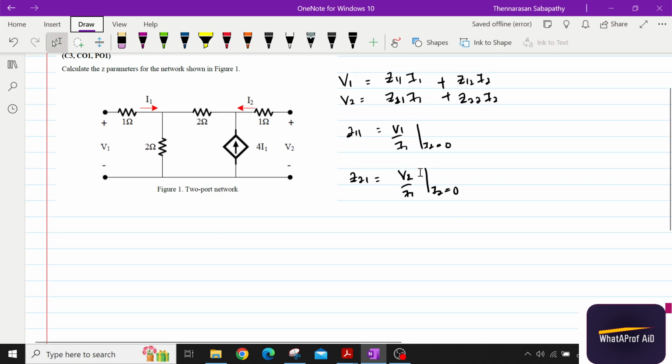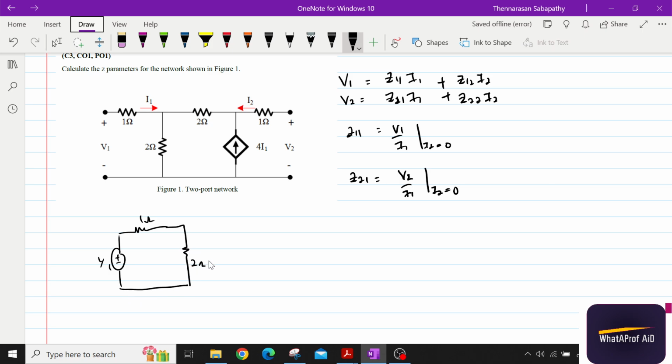So we are going to use the source elimination method. Here we eliminate I2, I2 equals 0 means this is an open circuit over here. So here you have the voltage source v1, 1 ohm, 2 ohm, 2 ohm, and here you have the dependent source. This resistor no need to consider because there is no current over here, and v2 you represent it, just that you don't have the I2.